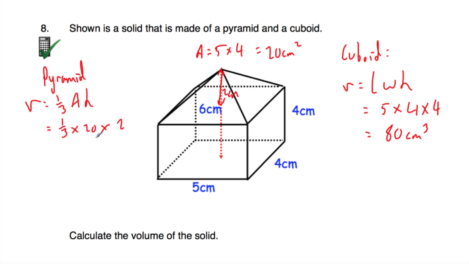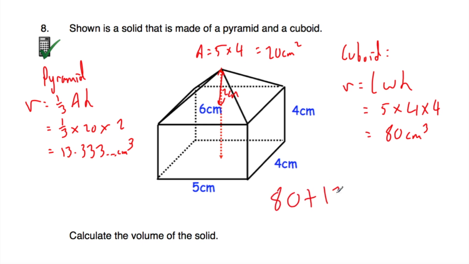So multiply by 2. So we just need to do a third, multiplied by 20, multiplied by 2, and that gives us the volume of the pyramid on top of the cuboid. So let's do that. And that's equal to 13.333 and so on centimeters cubed. So we've now got the volume of the cuboid, 80 centimeters cubed. We've got the volume of the pyramid, which is 13.333 and so on centimeters cubed. We just need to add them together.